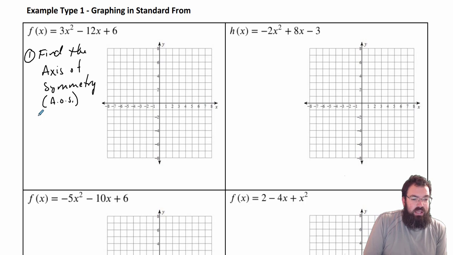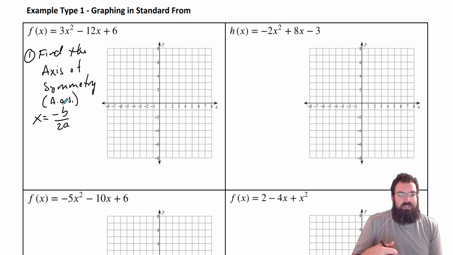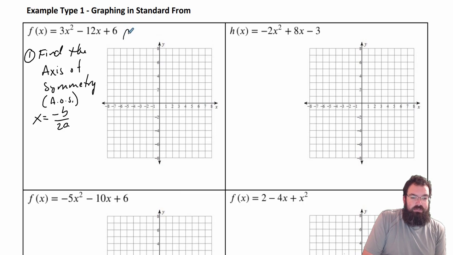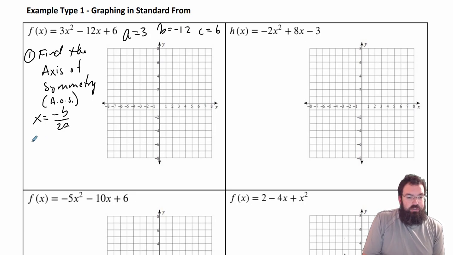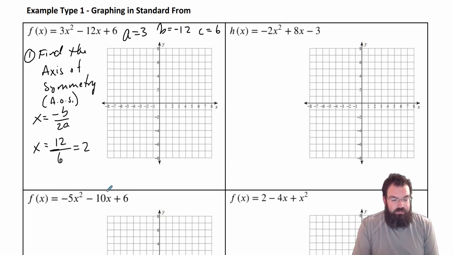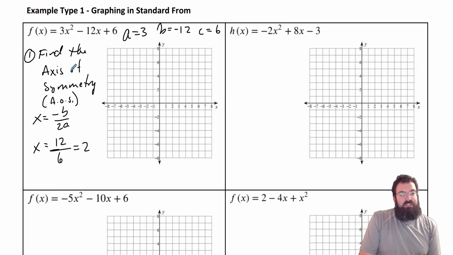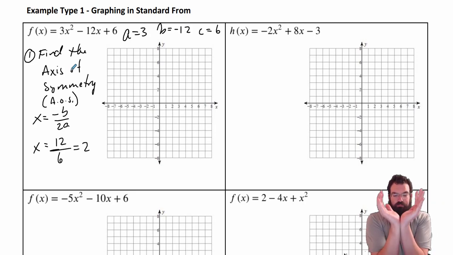And how you do that is x is equal to negative b over 2a. Now this negative of b is really the opposite. Yes, it's a negative sign, but it means the opposite of whatever b is. So let's write down what a is. A is 3, b is negative 12, and c is 6. So let's find out what this is. X is equal to the negative of b. Well, b is already negative, so now it's positive. We flip the sign of whatever b is. 2a, 2 times a. A is 3, 2 times 3 is 6. And I get 2, since 12 divided by 6 is 2. What does this mean? The axis of symmetry means that my graph is going to look like a U.